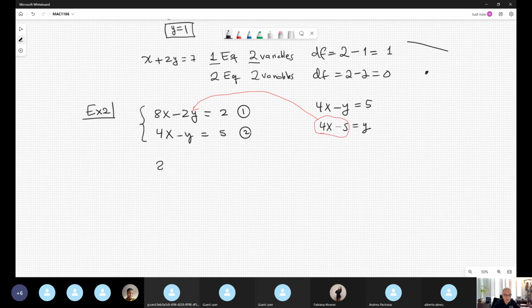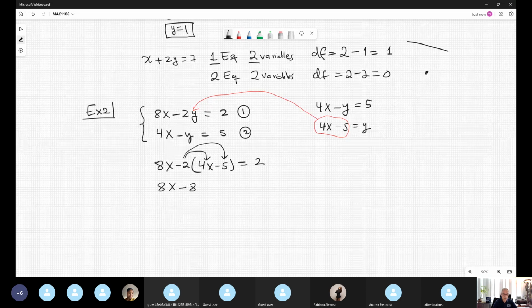Now you copy 4x minus 2 times something, and this something you enclose in parentheses because it's a binomial. So we need to multiply the whole thing inside the binomial, 4x minus 5 equal to 2. Okay, that is easy because it's one equation with only one variable, therefore the solution is elementary. You apply the distributive property: 4x minus 8x, because negative 2 times positive 4x is negative 8x, plus 10. Negative 2 times negative 5 is positive 10.